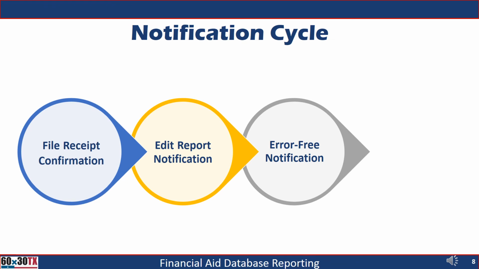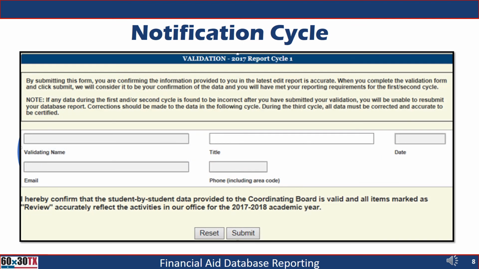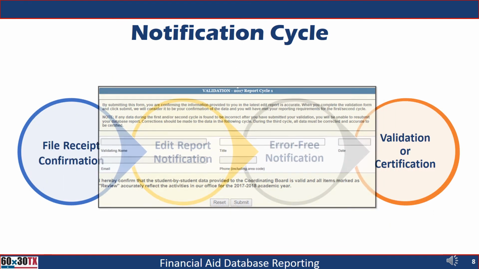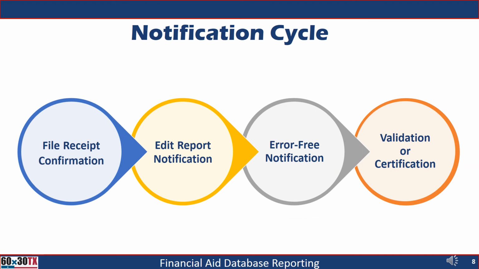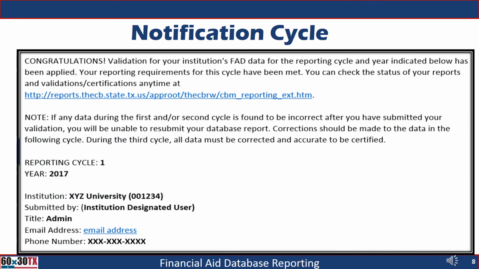This notification will include a link where institutions can log in and validate or certify their information online. The data that they will be validating or certifying is summarized in the institution's most recent edit report. An edit report is always generated each time a file is processed, even when the file is processed without errors. Only after the online validation or certification is received is the file process complete.